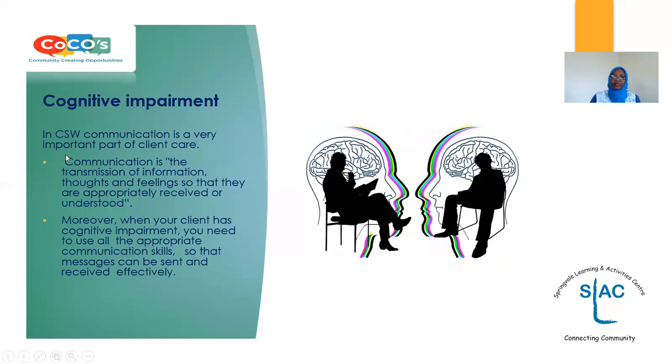So in our community work, communication is a very important part of client care. Communication is defined as a transmission of information, thoughts, and feelings so that they are appropriately received or understood. So moreover, when your client has cognitive impairment, you need to use all the appropriate communication skills so that the messages can be sent and received effectively.